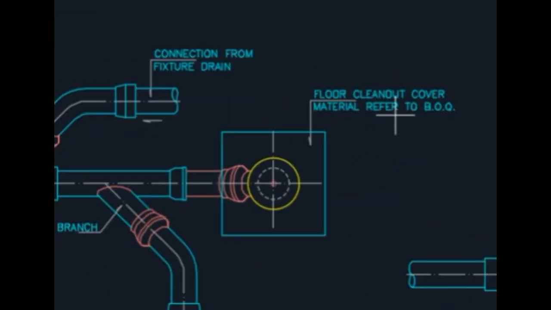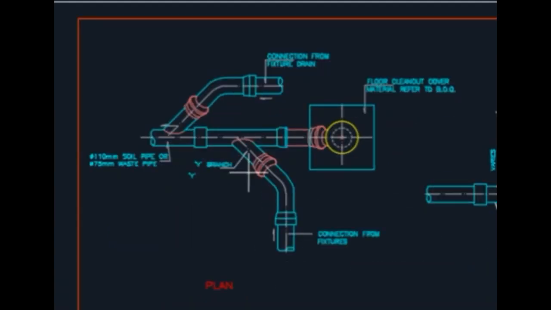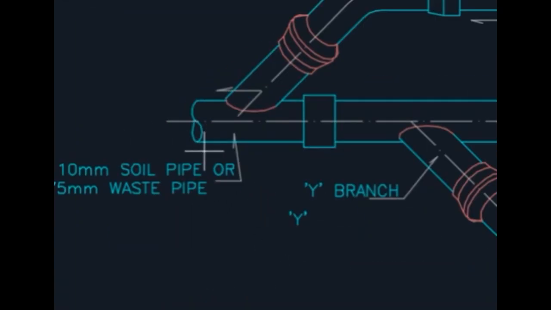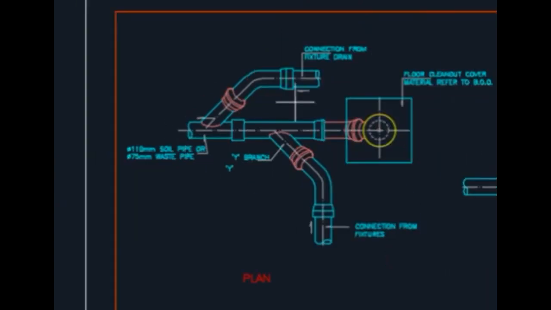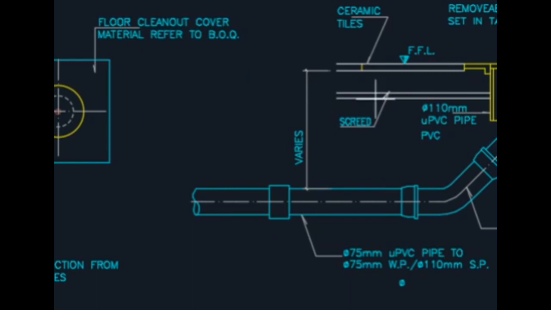Floor clean out cover as per the code refers. This is the connection layout. This is a Y type. This is 110 pipe, or this pipe will be 75. We will give the specification in the drawings. This is the finished floor. The section cuttings are here, and you can see it varies.